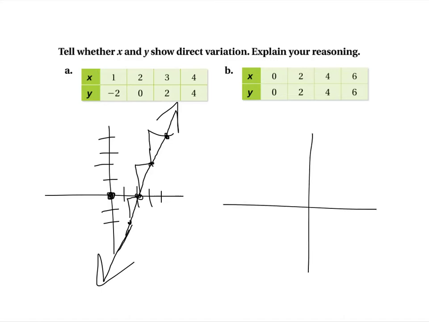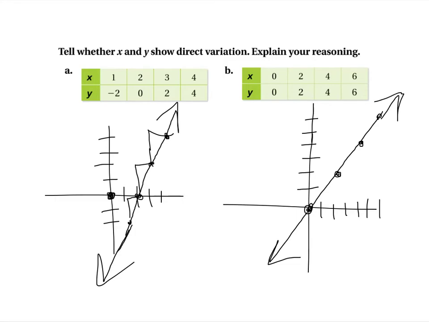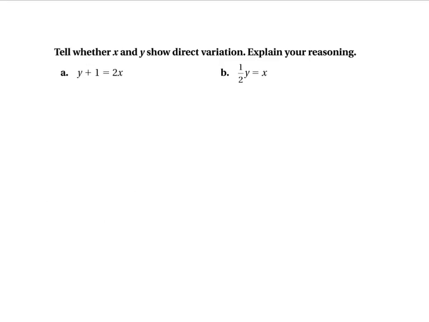If we look at B, 0, 0 is my point. We're going over 2, up 2. We're going over 4, up 4, and over 6, up 6. And here is my graph. Obviously, this time it goes through the origin. This time I have a perfect over 2, up 2, over 2, up 2, over 2, up 2. That definitely is, yes, direct variation. So B is yes, A is no.